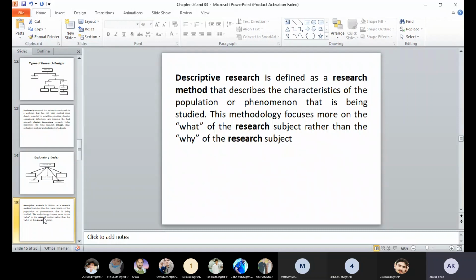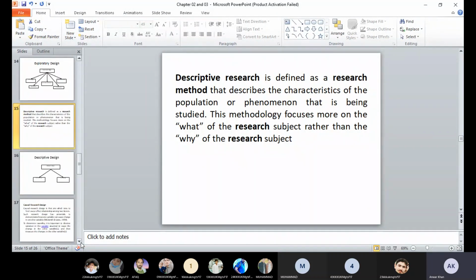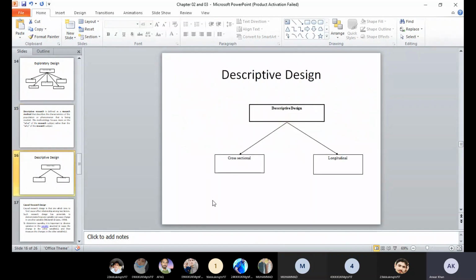So far as the descriptive research is concerned, this is for the description or the definition. It describes the characteristics of any population or phenomena which is going to be studied or which is being studied. As I told you previously, the descriptive focuses on the what rather than the why. So what actually denotes the description? In our management science, the descriptive research is most widely used.